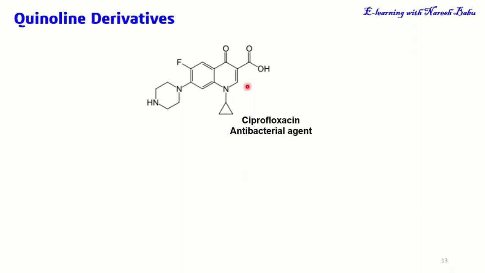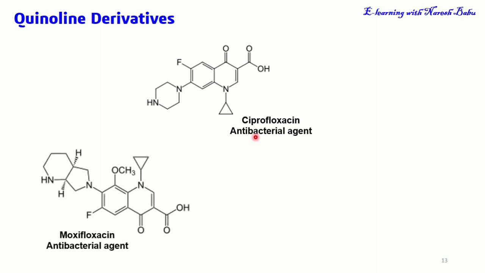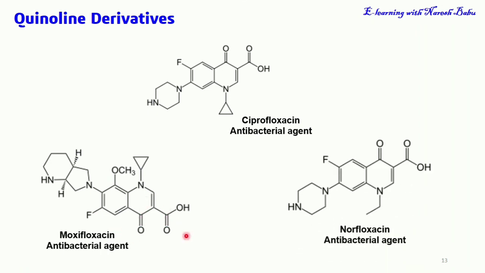Ciprofloxacin is a 1,4-dihydroquinoline derivative. It is an antibacterial agent having the quinoline ring system. Similarly, the antibacterial agent moxifloxacin has the same ring system as ciprofloxacin. And norfloxacin is also an antibacterial agent having the same ring system as ciprofloxacin. So these are some quinoline derivatives we can observe in different classes: anti-malarial, antibacterial. Several drugs are there; I listed some here.